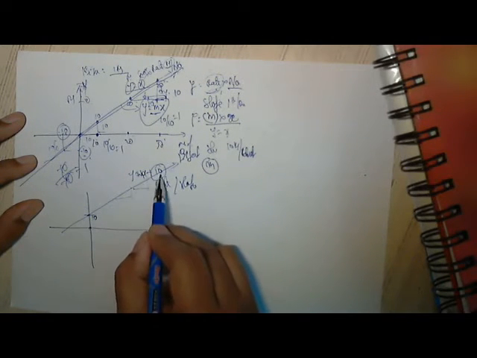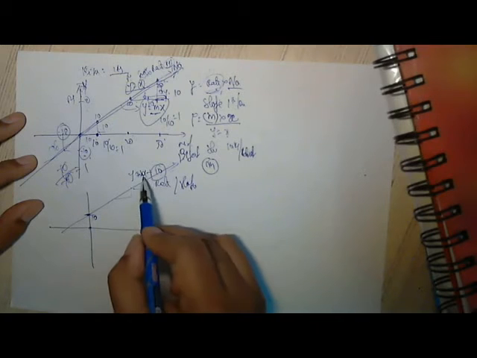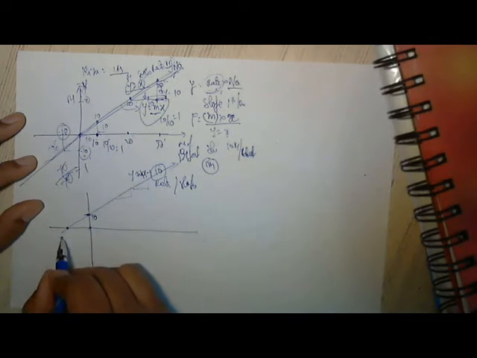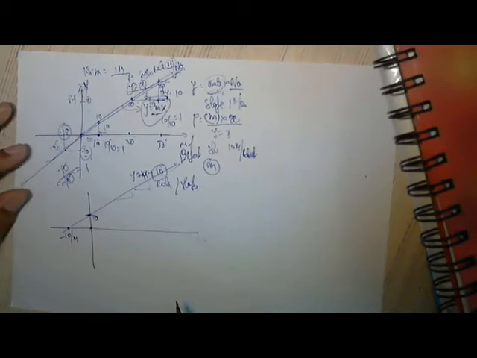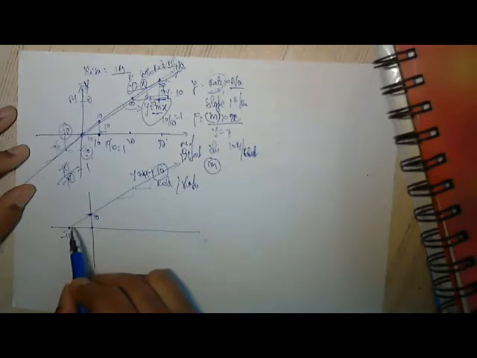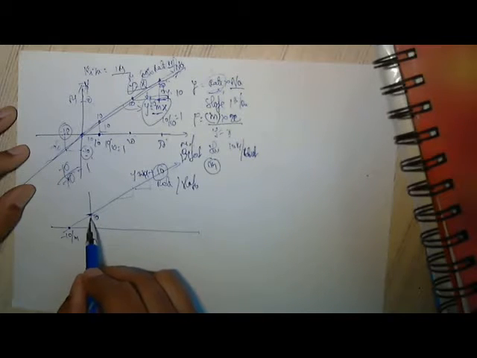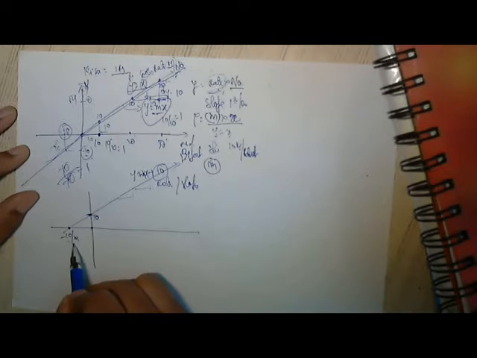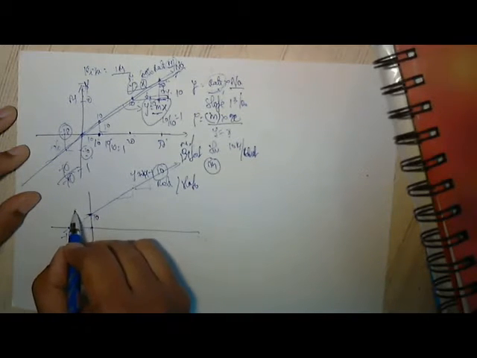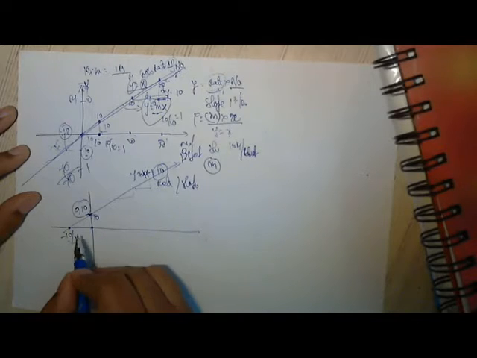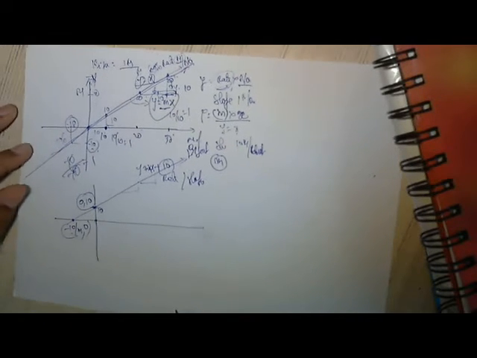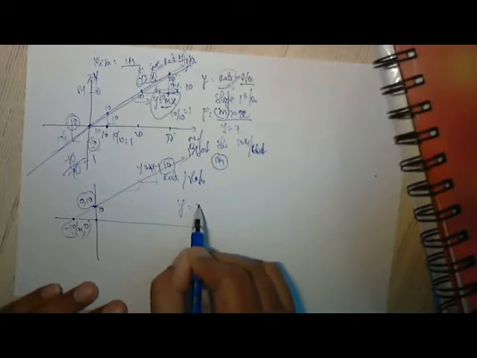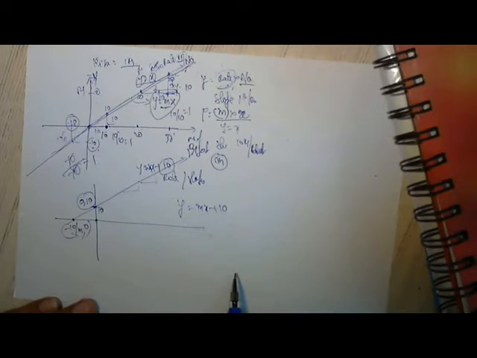When I put x is 0, what is y? Y is 10. When I put y is 0, what is x? X is equal to minus 10 by m. So these are the intercepts of the axes. When x is 0, y is 10; when y is 0, x is minus 10 by m. So this point can be represented as 0, 10, and this as minus 10 by m, 0. So these are the intercepts of the x and y axes of this equation, y is equal to mx plus 10.